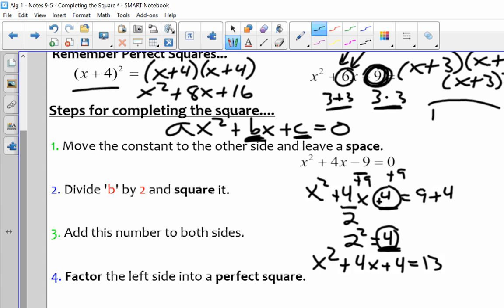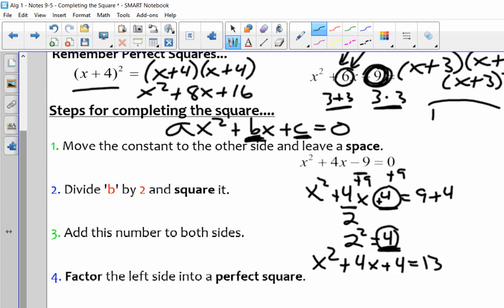A lot of things going on in step 2 and 3. You got to make sure we can get through that, not easily, but accurately, because the rest of the steps are hopefully straightforward. All right. Step 4 says factor the left side into a perfect square.